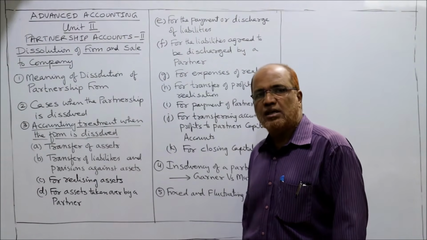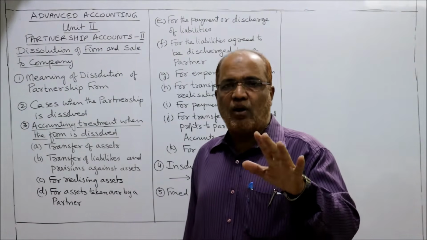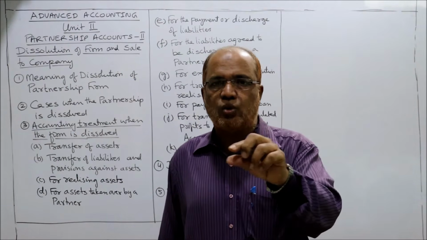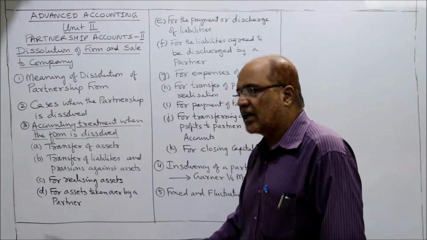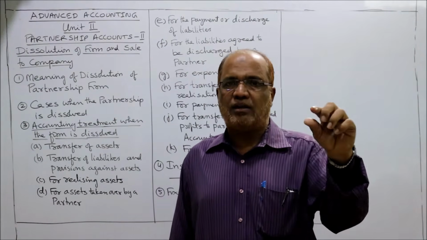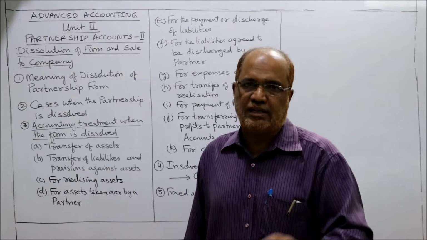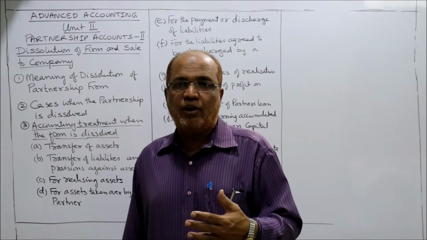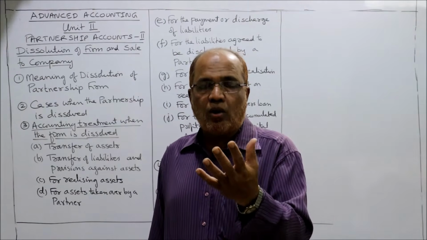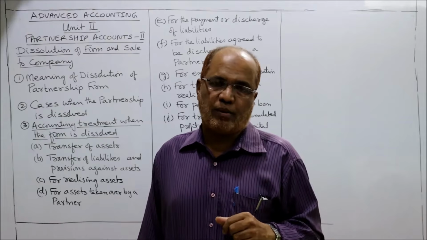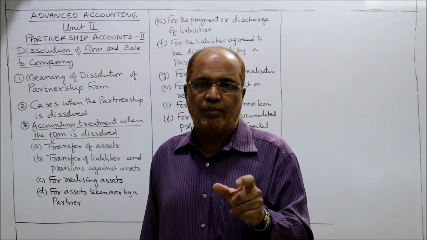Two entries we have passed. The first entry, transfer of assets to realization, realization account debtor to assets account. Second entry, transfer of liabilities and provision to realization, liabilities account debtor, provision account debtor to realization. Two entries. I'm again and again explaining because the problems depend on remembering these entries. If you don't remember these entries, you cannot solve the problem. Sequence you have to remember.